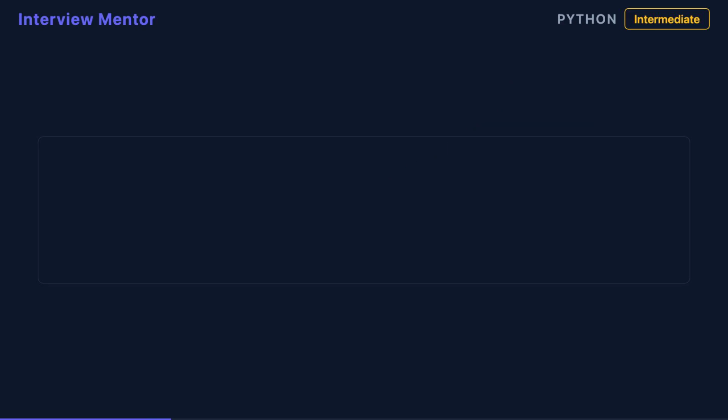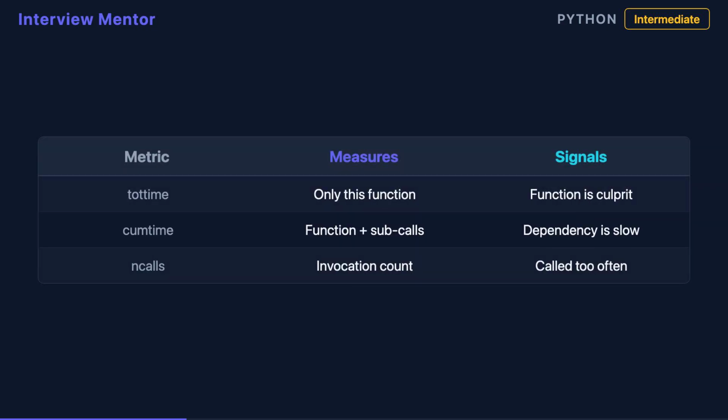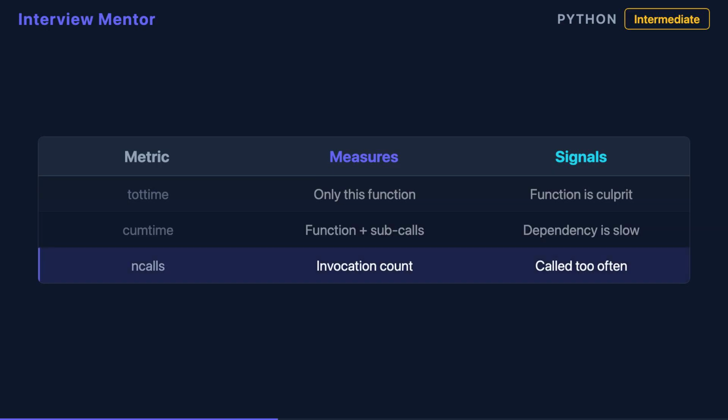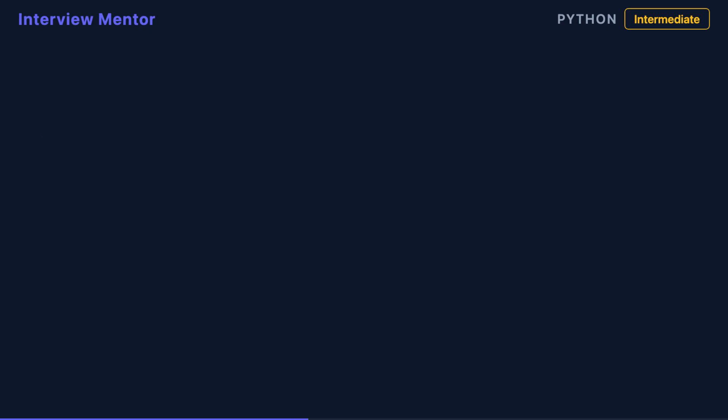overhead. The output shows several columns, but the two that matter most are tottime and cumtime. Tottime is time spent exclusively inside that function, ignoring subcalls. Cumtime includes all the functions it calls too. A high cumtime but low tottime points to a slow dependency. High tottime means the function itself is the culprit. Sort by cumtime to find your biggest bottlenecks fast.